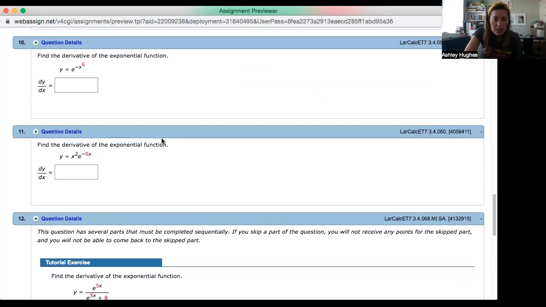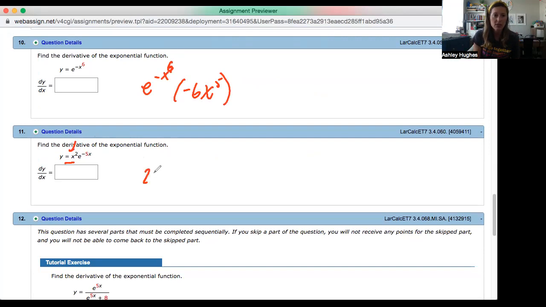E is one of the easiest rules ever. E to the u is just e to the u du. So it's just e to the negative x squared, 6 times the derivative of that, which is negative 6x to the 5th. This one is product rule, so you have to do the derivative, and we know it's product rule because there's 2 functions of x.